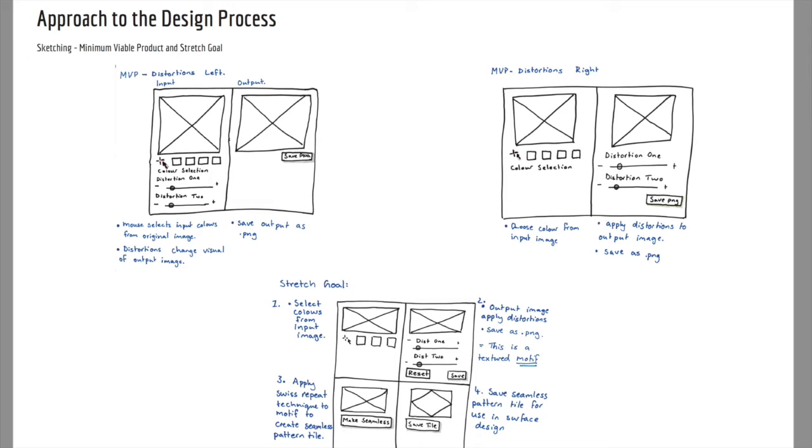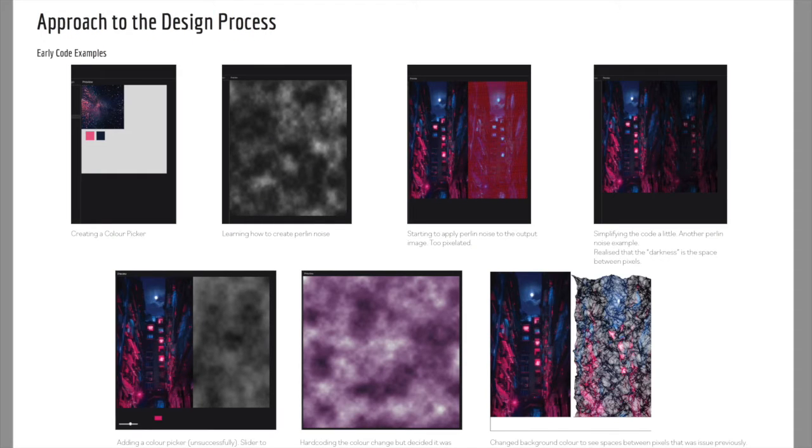So I started sketching out some minimum viable products and also a little bit of a stretch goal. I didn't actually reach my stretch goal. My stretch goal was to try and make a seamless pattern repeat, but time ran out before submitting the assignment. So then I started looking at some early code examples.